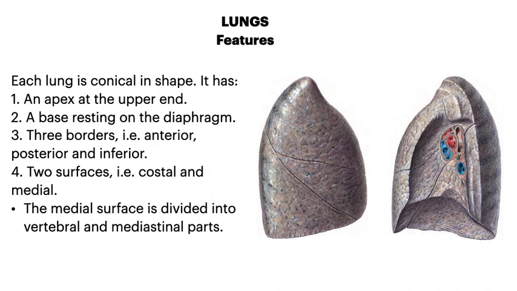Each lung is conical in shape. It has an apex at the upper end. It has a base resting on the diaphragm. It has three borders: anterior border, posterior border, and the inferior border. It has two surfaces: the costal surface and the medial surface. The medial surface is further divided into the vertebral surface and the mediastinal part.